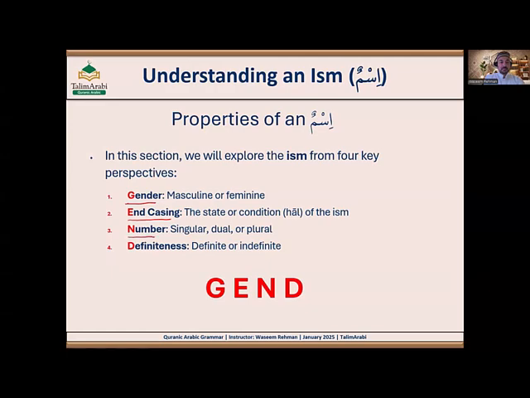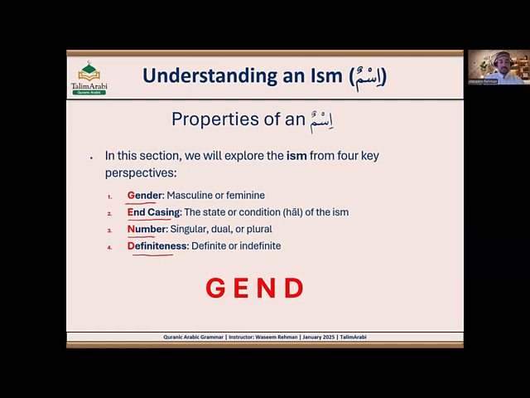Number, that's the third property. In Arabic, number can be singular, dual, or plural. And then the fourth property is definiteness, definite or indefinite, like ismu ma'rifa or ismu nakira. So these are the four properties. Every ism has these four properties.